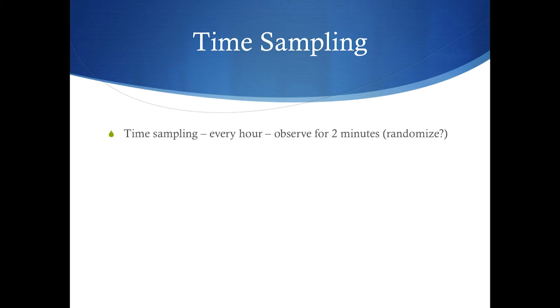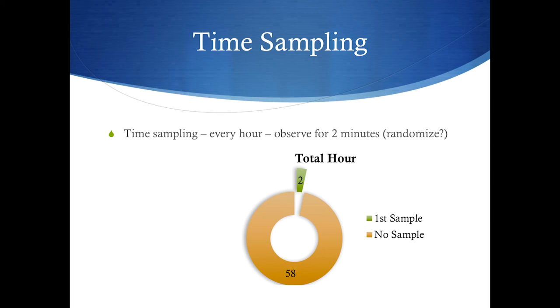All right, let's look at another one. This one's kind of cool. Time sampling or momentary time sampling is the one that I like to use. But anyway, there's a couple of different versions of this. Time sampling, we're only going to observe for a brief period of time out of every given amount of time. So in this case, we're going to observe for 2 minutes out of every hour. How many times did the behavior occur? You know, so on and so forth.